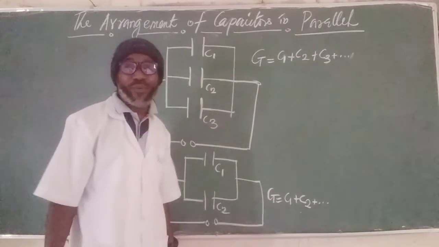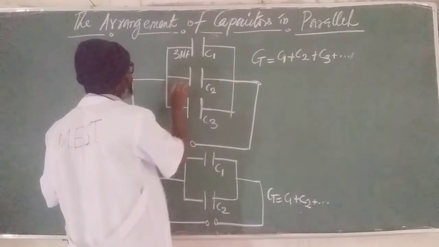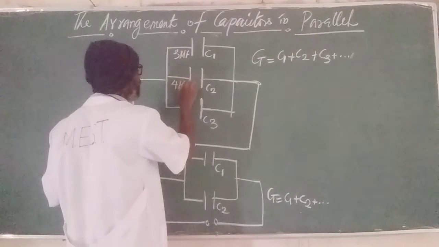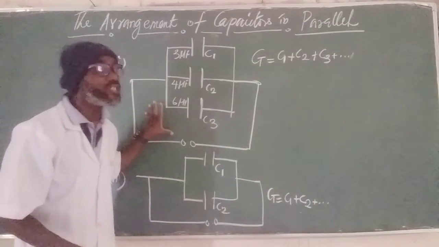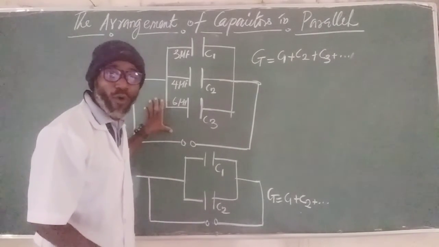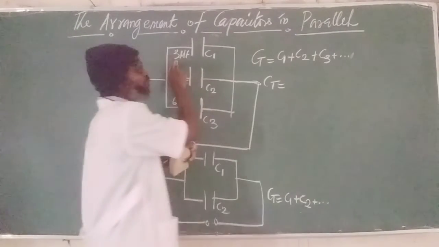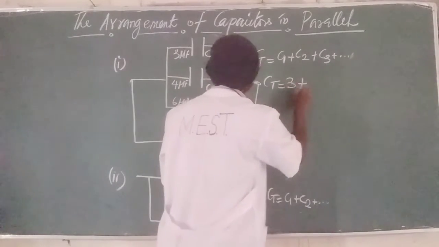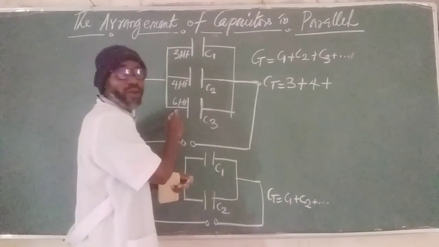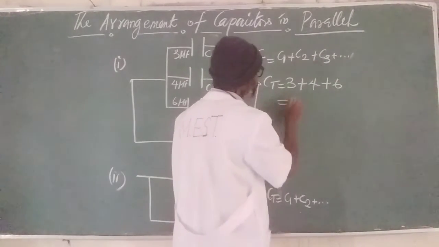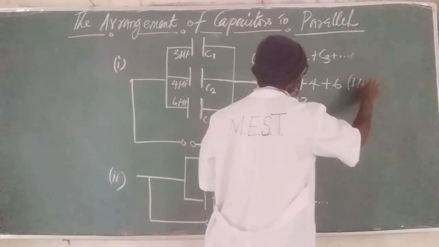So solving this is very simple. In figure 1, we have maybe 3 microfarad, and we have here 4 microfarad and probably 6 microfarad here. And we are asked to find the total capacitance in figure 1. In this figure, it's simple. What we need to do is CT is equal to, for C1 we have 3, alright? For C2 we have 4. And then for C3 we have 6 microfarad. Then we total. 3 plus 4 is 7, 7 plus 6 is 13, and that gives us 13 microfarad.